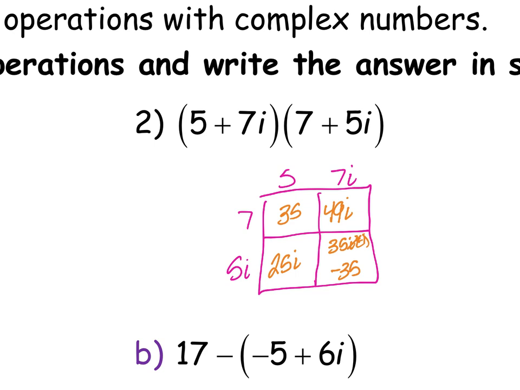Okay? So it's going to be 74i. Did I add that right? Yeah, because 35 minus 35 is 0, right? And 25 and 49 is 74. Done. 74i, because there's no 35. 35 minus 35 is 0.